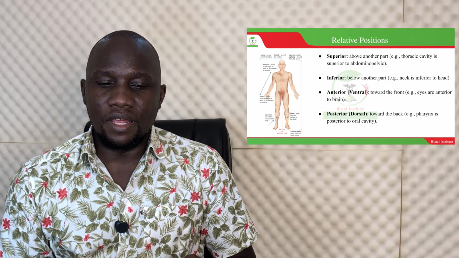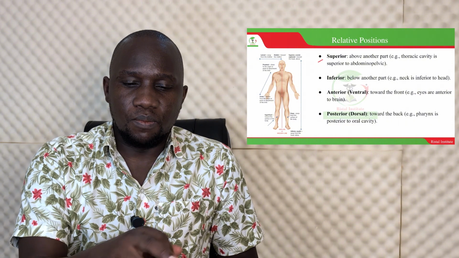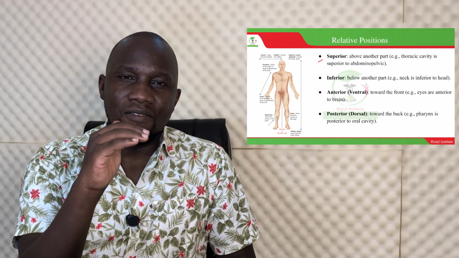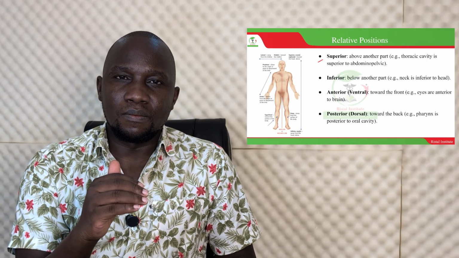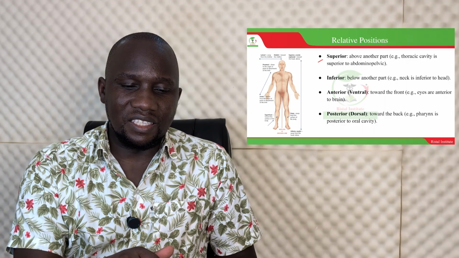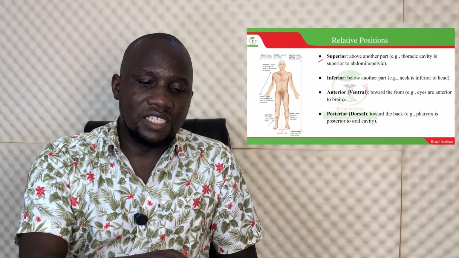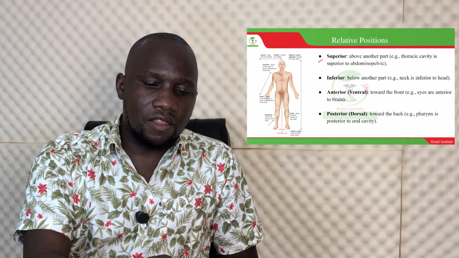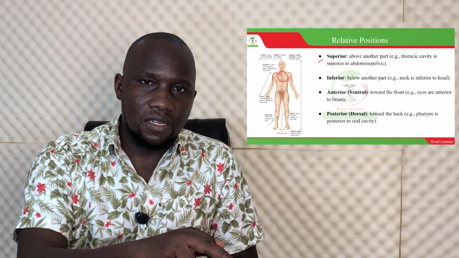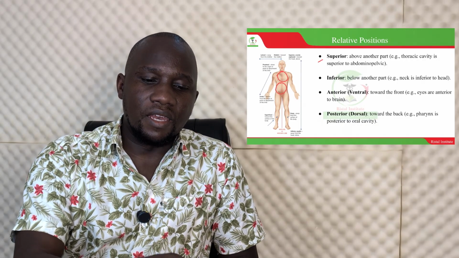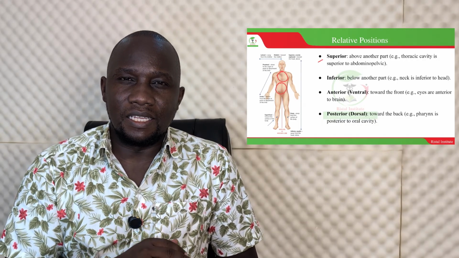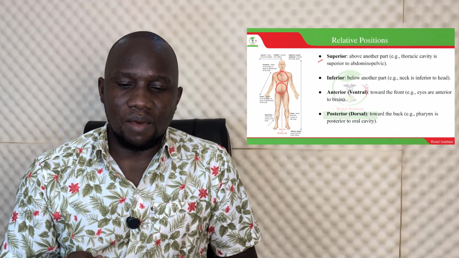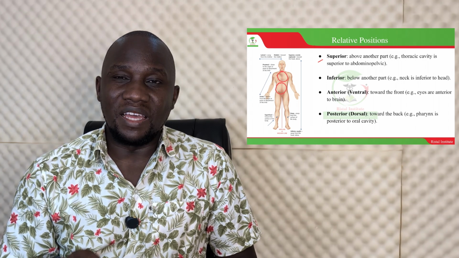So we start with what we call superior. When we talk about superior, it means that the part is above what you're describing. Okay, so here we can say that the head is superior to the neck. The head is above the neck. That's what it means. The thorax is above the abdomen. Okay, that's the meaning there. So we say that the thorax is superior to the abdomen. That's what we mean by the word superior.